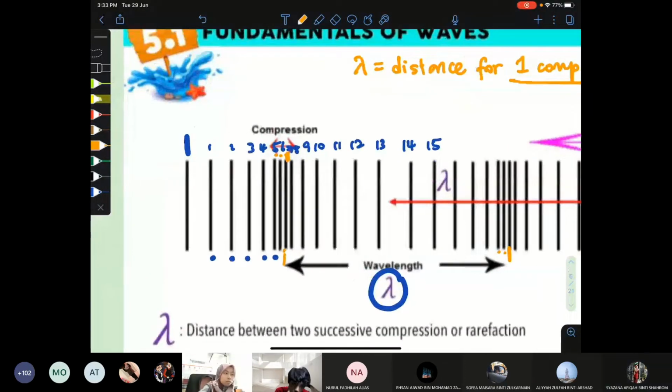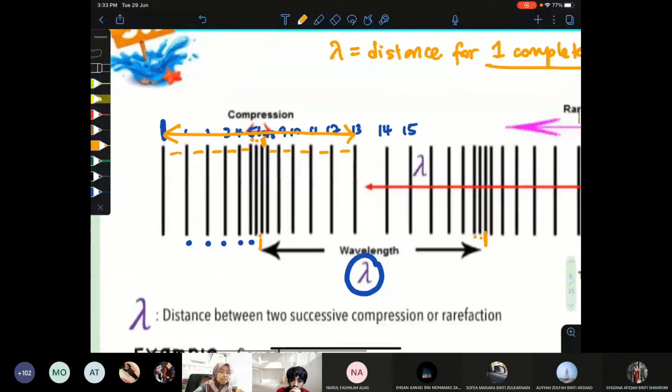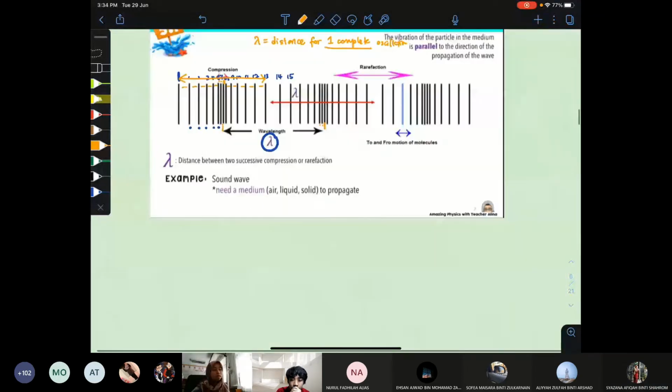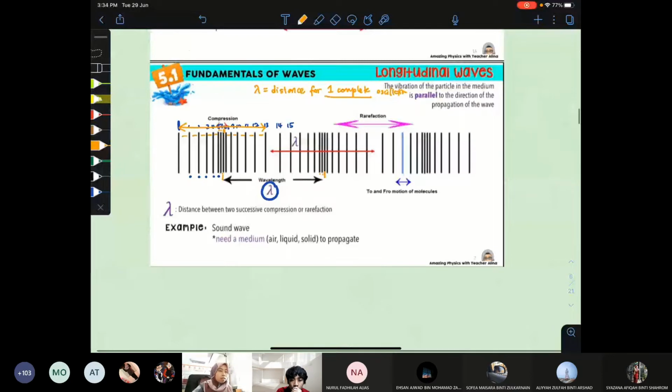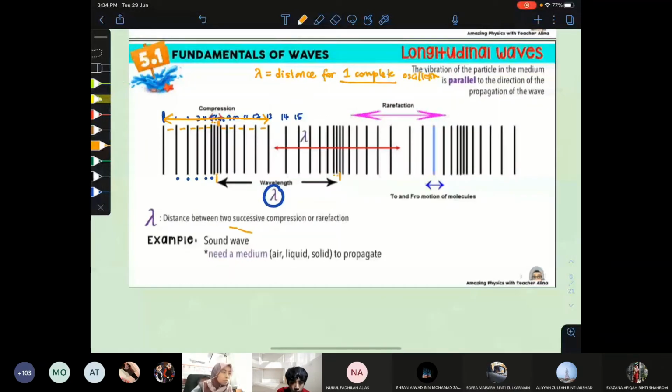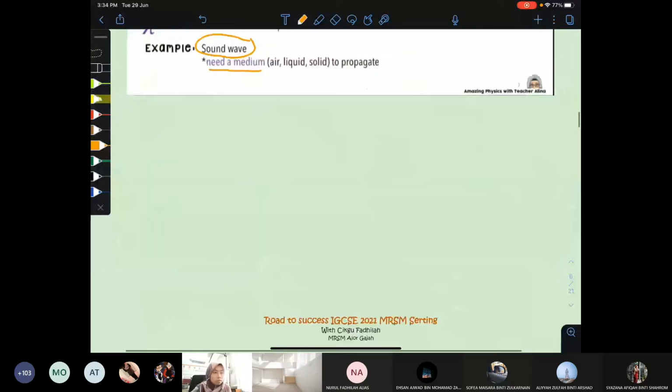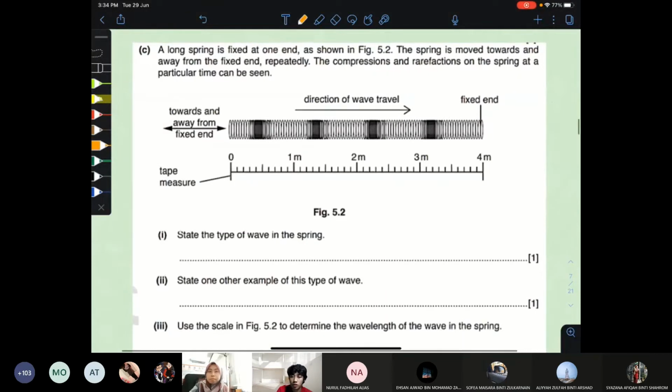Same with this one. From the compression here we have 1, 2, 3, 4, 5. Okay, 1, 2, 3, and then 1, 2, 3, 4, 5. So this will be our one wavelength. Okay, be careful with that one. Alright, so the only example that we know so far is sound wave, and sound wave needs a medium. Okay, do you have questions? Right, so if no, please continue.